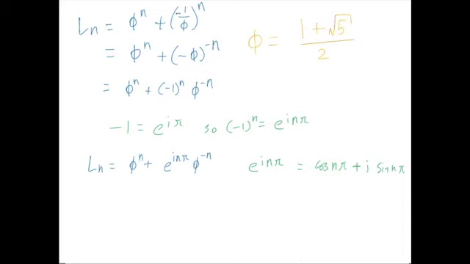Really nice. So let's substitute that in, and we get the nth Lucas number is equal to this expression, the golden ratio to the power of n plus the golden ratio to the power of minus n multiplied by this new factor, e to the i n pi. So already you see it's looking really interesting. We've managed to get pi into the Lucas numbers.